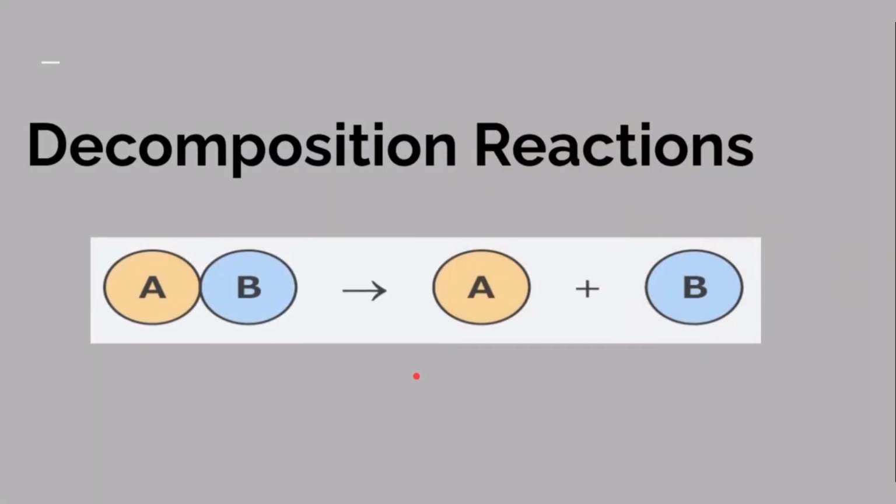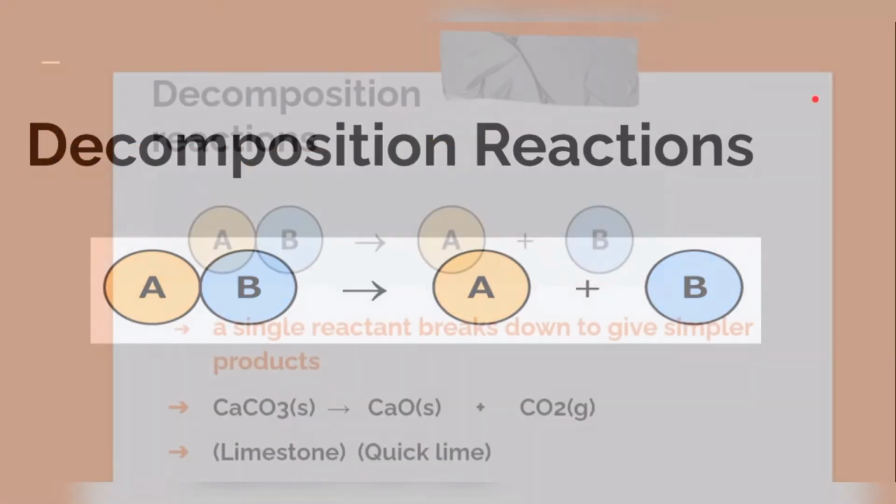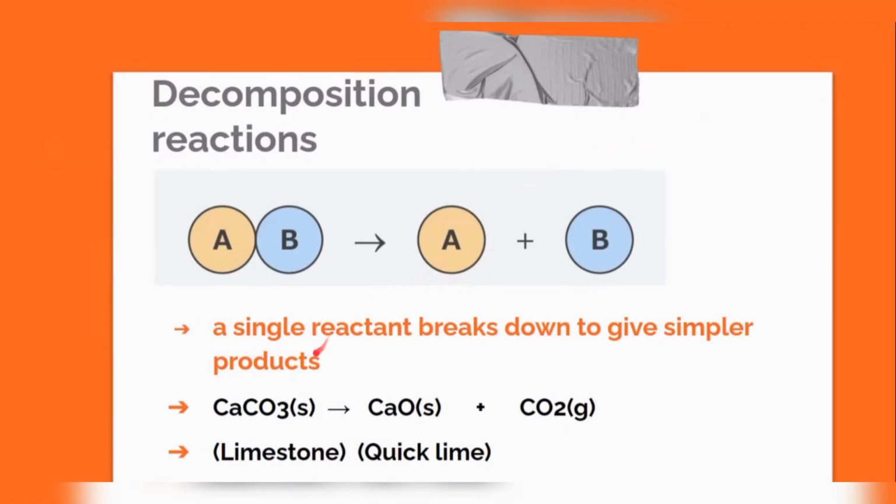Now let us study decomposition reactions. When you look at this diagram, you can see that a substance is made up of two components A and B, and on decomposition, which means this compound breaks down, it forms two separate components A and B. This type of reaction we call a decomposition reaction. So what is a decomposition reaction? A decomposition reaction means a single reactant breaks down to give simpler products.